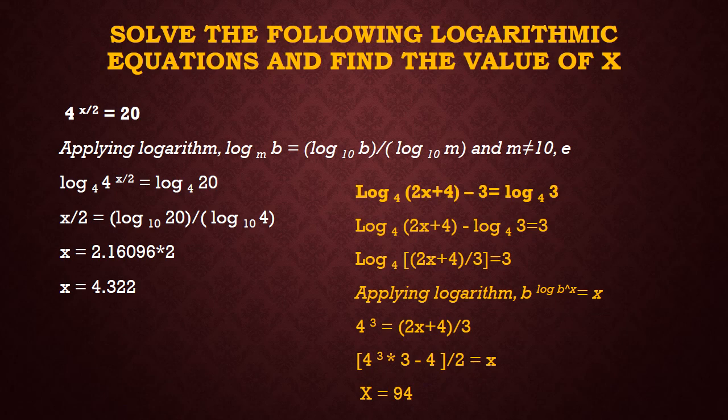And now this entire term log base 4 of 2x plus 4 over 3 is equal to 3. Solve it further according to the formula given here. And so you get 4 raised to power 3 is equal to 2x plus 4 over 3. Solve it further, you get 4 cube multiplied by 3 minus 4 over 2, and x is equal to 94.